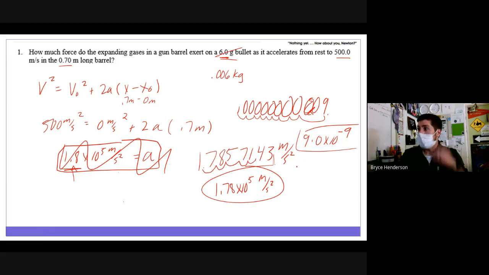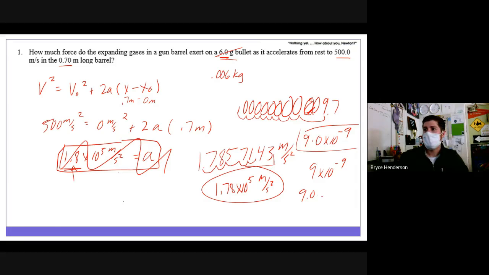Wow. Learning something. Why did they do 9.0 and not just 9? It's just the notation. Could you just say 9 times 10 to the negative 9? You could, but just saying 9.0 is more specific.